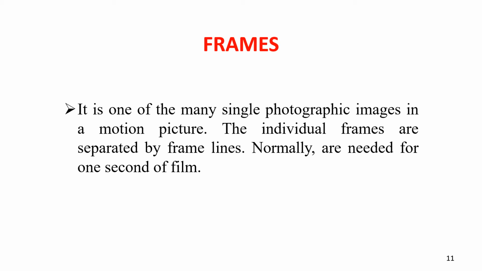A frame is one of the many single photographic images in a motion picture. To show a picture in motion, basically many frames are needed. The individual frames are separated by frame lines, and many are normally needed for 1 second of a film.